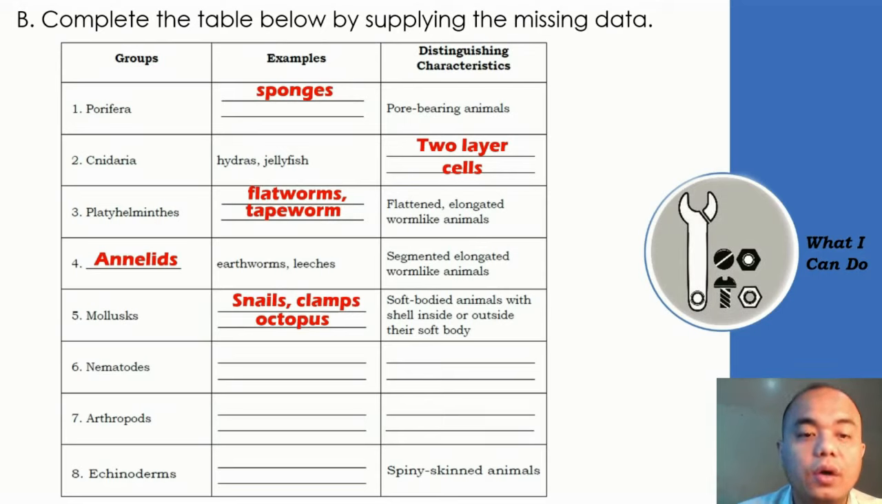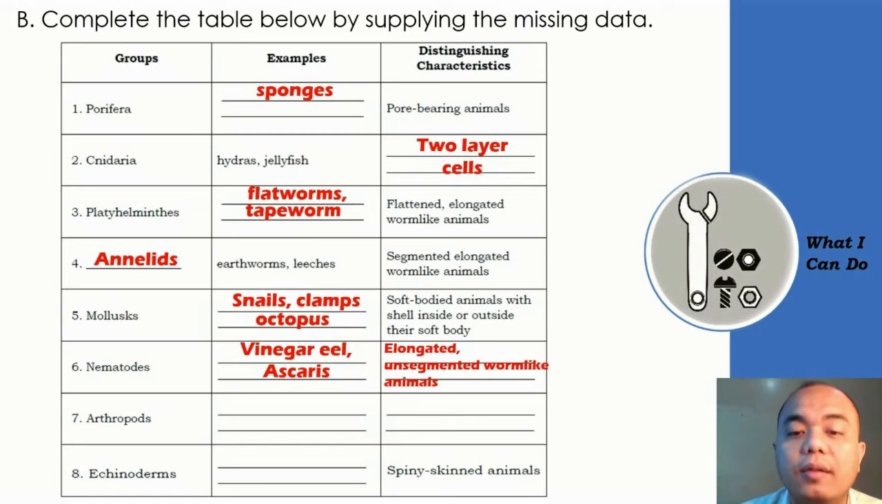Nematodes. Examples of nematodes are the vinegar eel and the ascaris. They are elongated worm-like animals, also called roundworms. Number 7, arthropods. What are examples of arthropods? Arthropods are crabs and scorpions. What are the distinguishing characteristics of arthropods? Segmented bodies and tough skeleton.